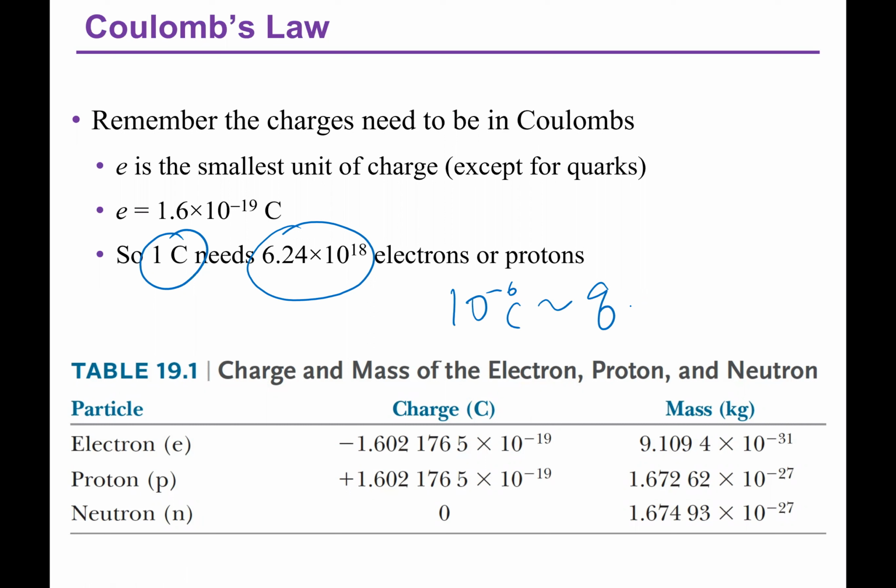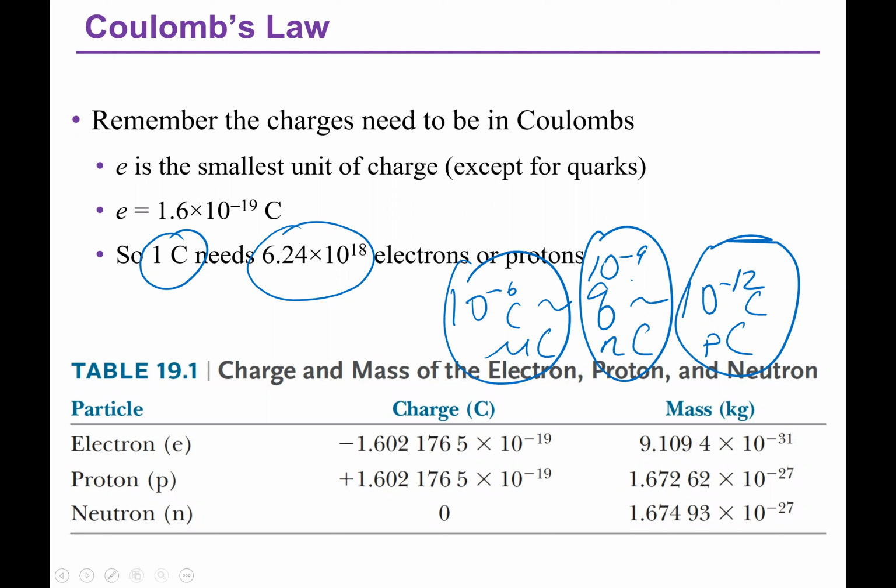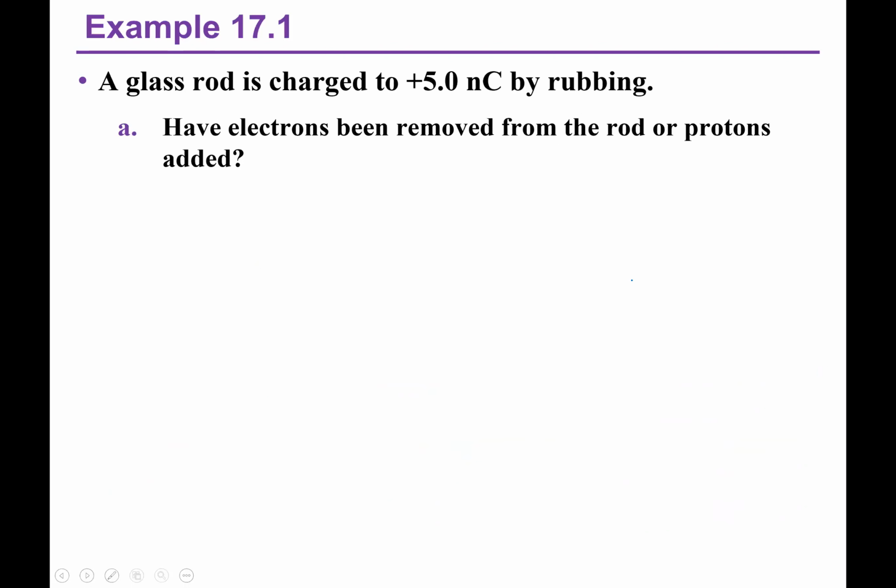So a lot of times charge would range from 10 to the negative 6 Coulomb to, let's say, 10 to the negative 12 Coulomb. That means micro to nano generally, and then pico. So microcoulomb, nanocoulomb, picocoulomb. That's what you might see. So that means 10 to the negative 6, 10 to the negative 9, which is nano, and 10 to the negative 12 is pico. Those are the typical values for the electric charge. Okay, so let's look at a couple of examples then.